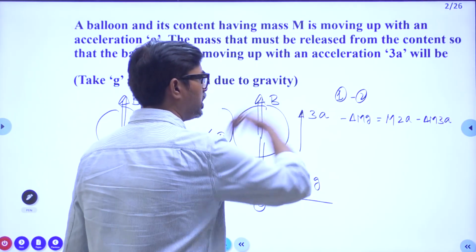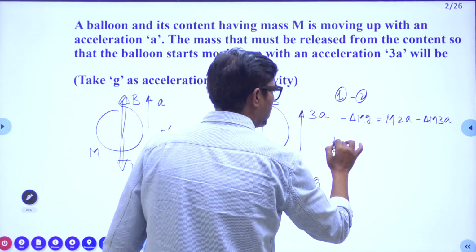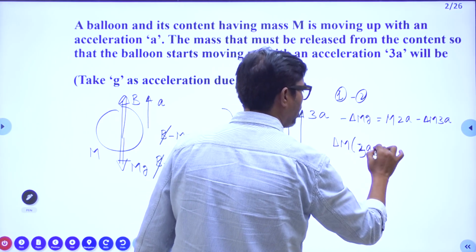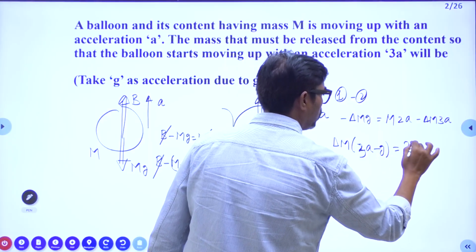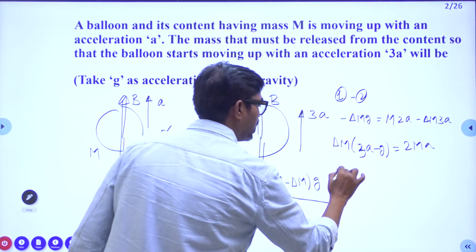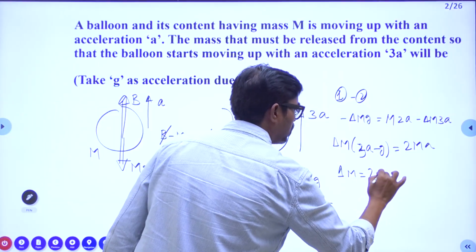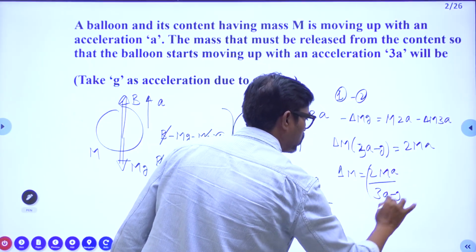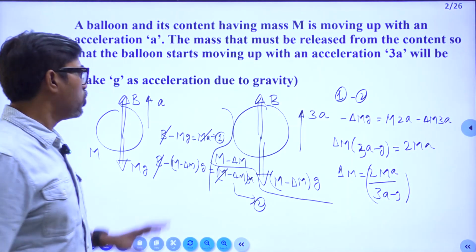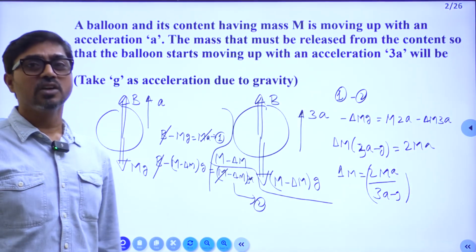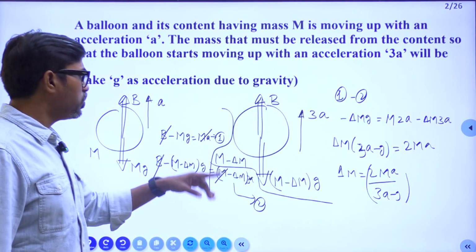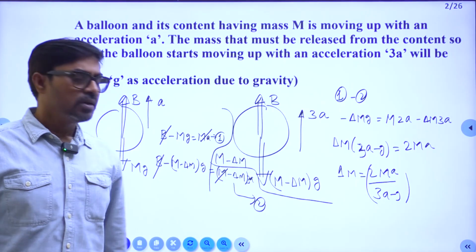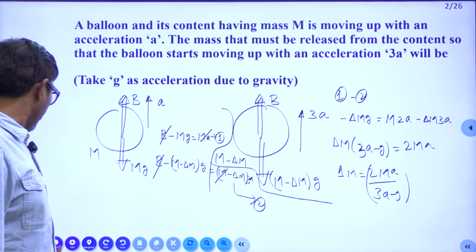That's what I have. So delta M terms, I'm going to take to this side. Delta M into (3a minus g) equals 2 capital M into a, and from there I can calculate delta M equal to 2Ma divided by (3a minus g). That's what I'm getting. So it's very straightforward if you understand that. Main idea is that force of buoyancy is not going to change. So acceleration is changing because net force has changed. Net force has become 3 times because acceleration has become 3 times. So that's about the first problem.